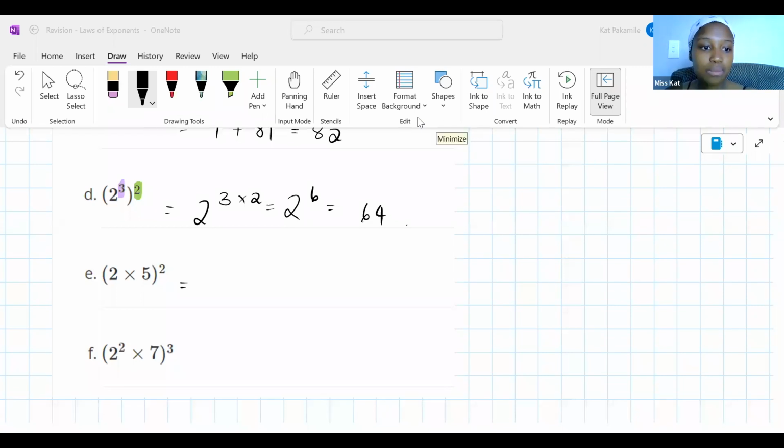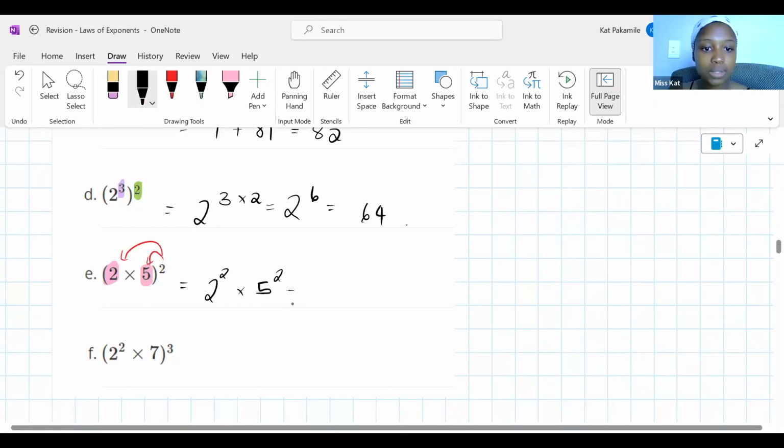Okay. In D, we had 2 exponents, and in this case, we have 2 bases. What are we supposed to do with the exponent? Thank you. Lee was ready for the question. So we distribute. So it's going to be 2 squared multiplied by 5 squared, which is, how much is 2 squared and how much is 5 squared?